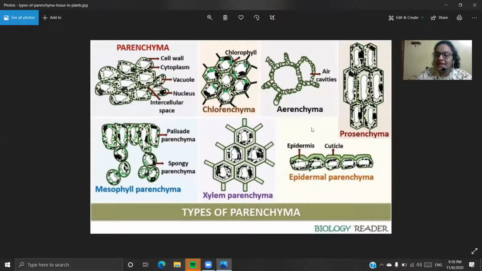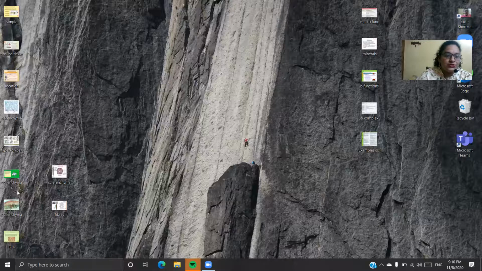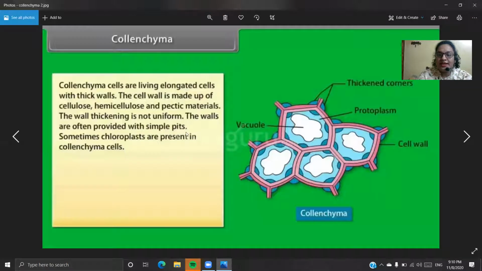And this parenchyma has several functions, as you can see here. Coming on to the next type, we have the collenchyma. You can see that collenchyma cells are very different when compared to the parenchymatous cells. The parenchymatous cells have a very thin cellulosic cell wall.